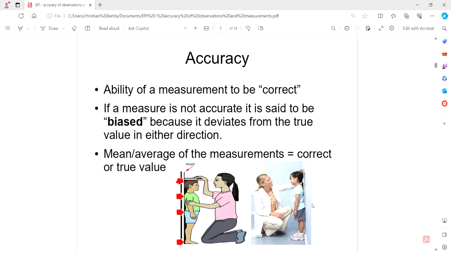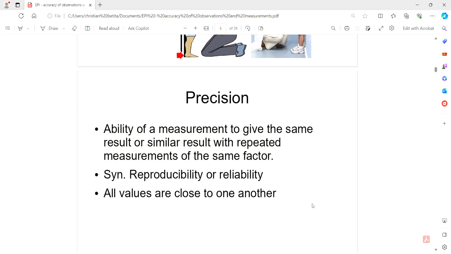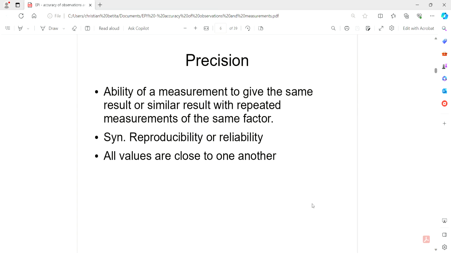Okay. So precision is the ability of a measurement to give the same result or similar result with repeated measurements of the same factor. This is synonymous with reproducibility or reliability, and it is shown when all values are close to one another. So accuracy, the measurements are close to the true value. Precision, the measurements are close to one another.